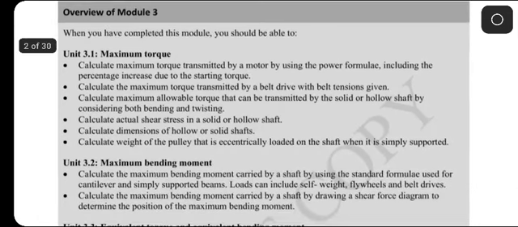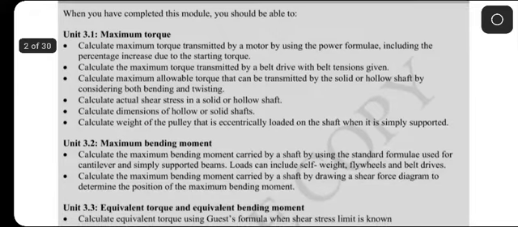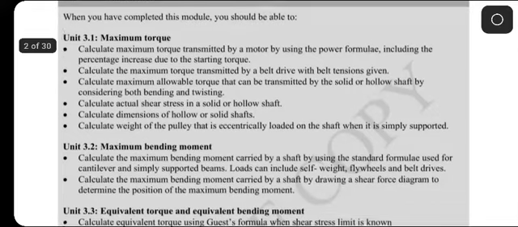When you have completed this module, you should be able to, unit 3.1, determine the maximum torque, calculate maximum torque transmitted by motor using power formula, including percentage increase due to the starting torque, calculate the maximum torque transmitted by belt drive with the belt tension, calculate maximum allowable torque that can be transmitted by solid or hollow shaft, calculate actual shear stress in solid shaft, calculate dimensions of hollow and solid shaft, calculate the weight of the pulley, centrically loaded on shaft when it's simply supported. In this topic, this is what we're supposed to know.